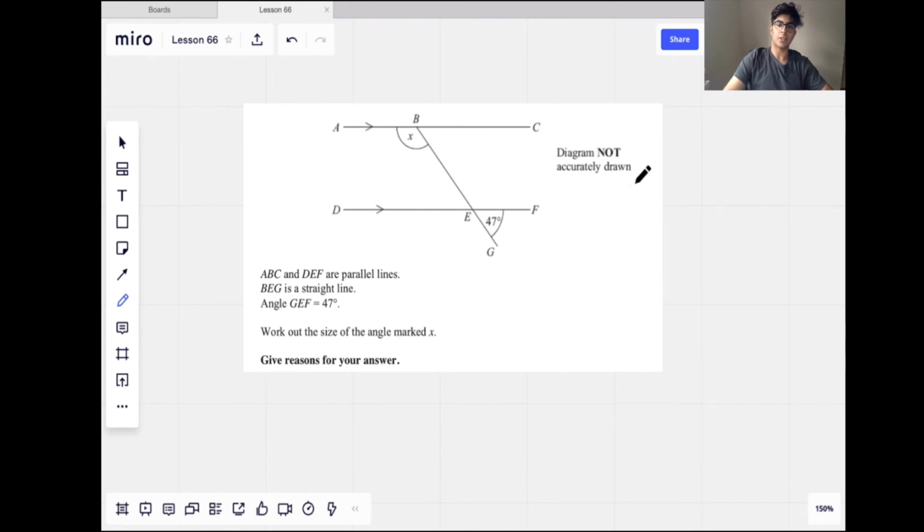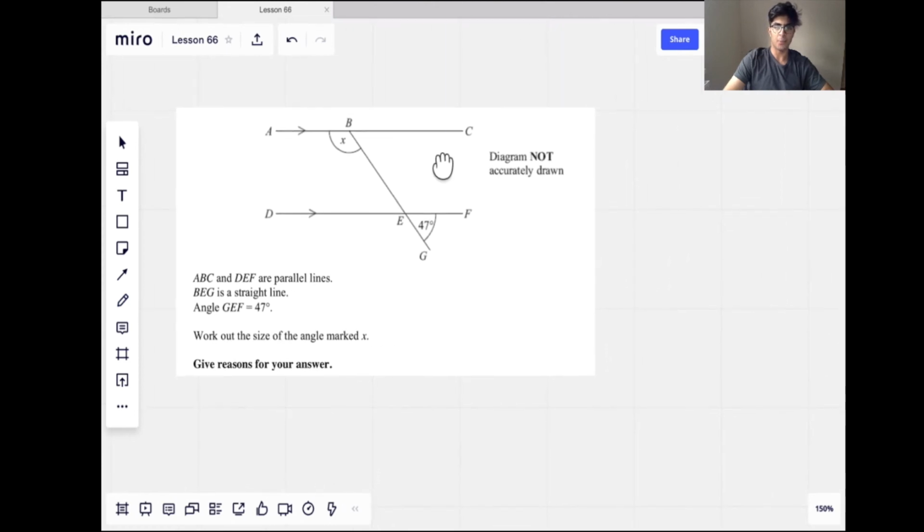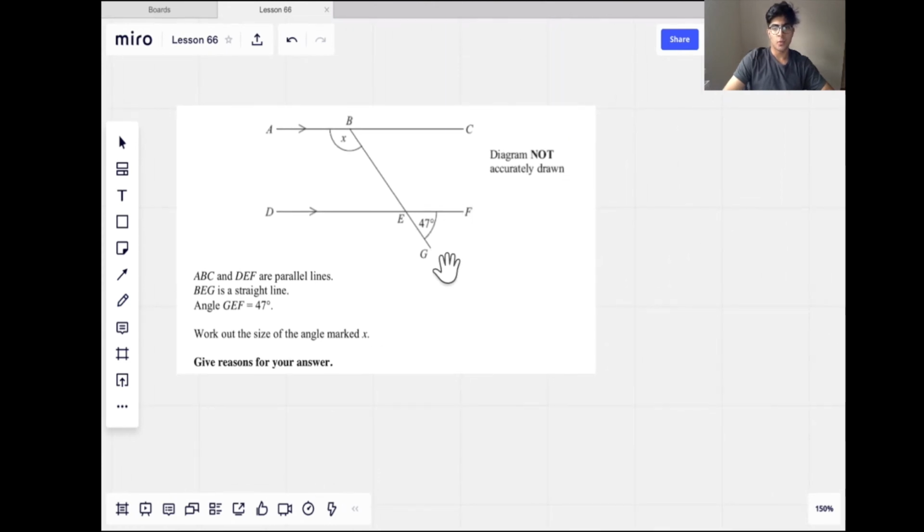So the reason they say the diagram is not accurately drawn is so you can't just get your protractor out and measure x, which would be a bit easier than using the theorems we have. So that's why they have this. Don't try getting your protractor out to measure it. So what can we use here?